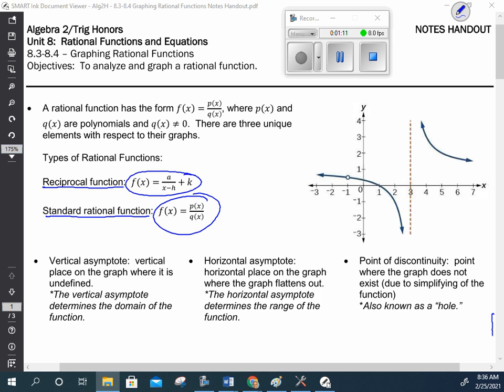However, there are three elements to a rational function that are absolutely important. For instance, you can see here there's your graph of a rational function. It's not our normal curve. It's not a normal connected curve. Notice that there are two parts to the graph. So rational functions are split apart graphs, separated graphs.